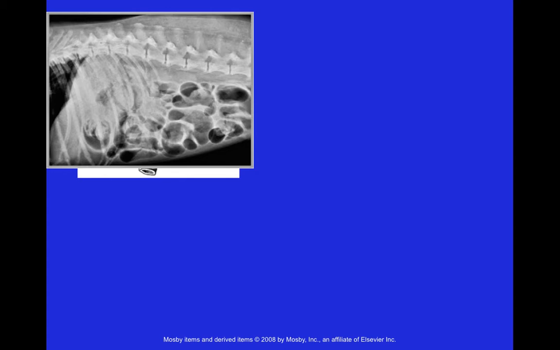So this is an X-ray of a linear foreign body. So I was talking earlier about foreign bodies. So when an animal eats something that doesn't pass through their GI system, it can cause problems, and we have to go in surgically and remove it. A linear foreign body is the worst kind of foreign body. It's when an animal eats a string or something string-like.